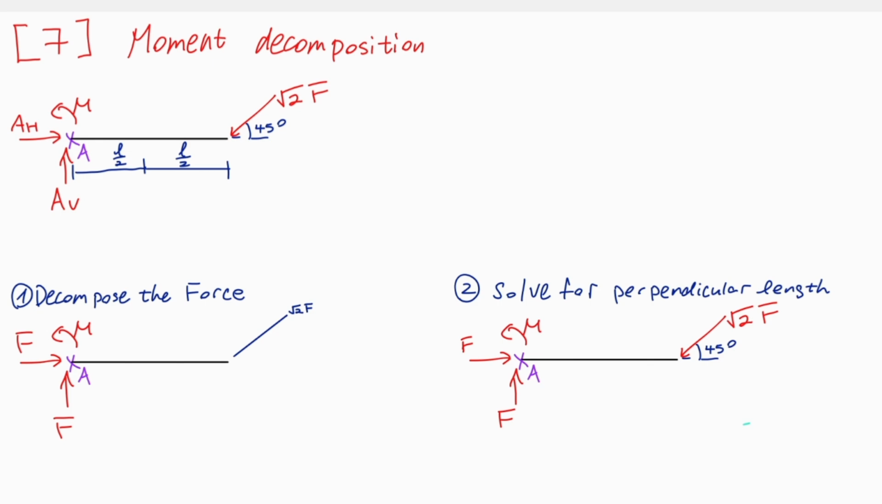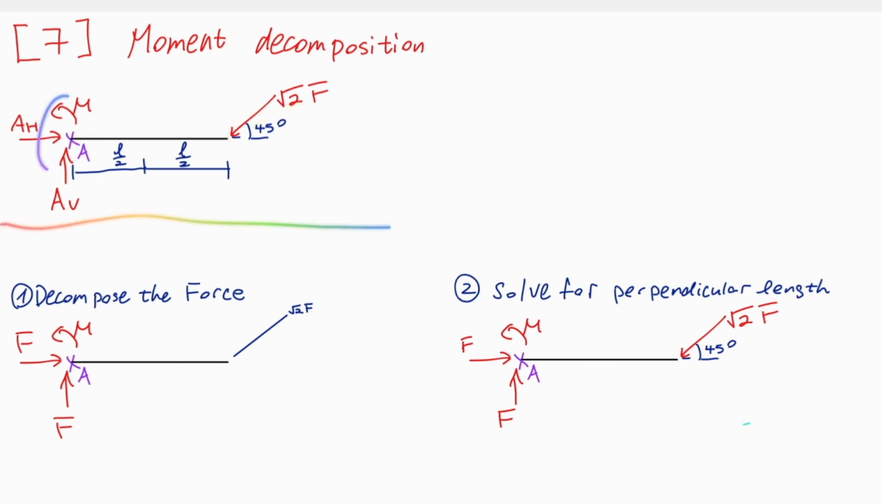What I'm going to do now is known as a moment decomposition. Moment decomposition is basically when I have a point force and I want to take a moment at some point, but the force and that point are not perpendicular to each other. So here, this case is very simple. I have a force that's pointing at a 45-degree angle, okay?